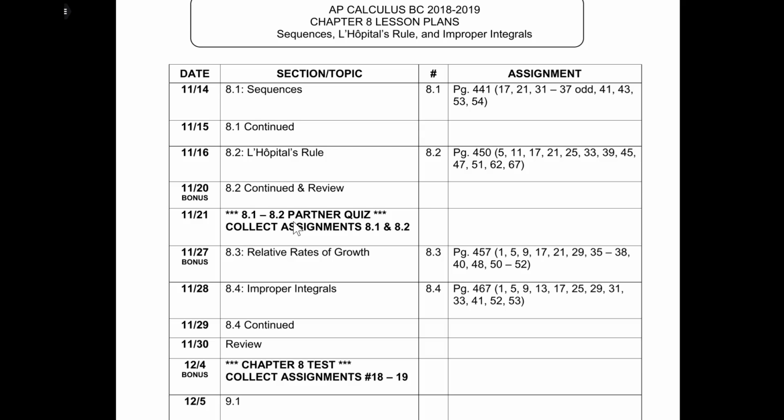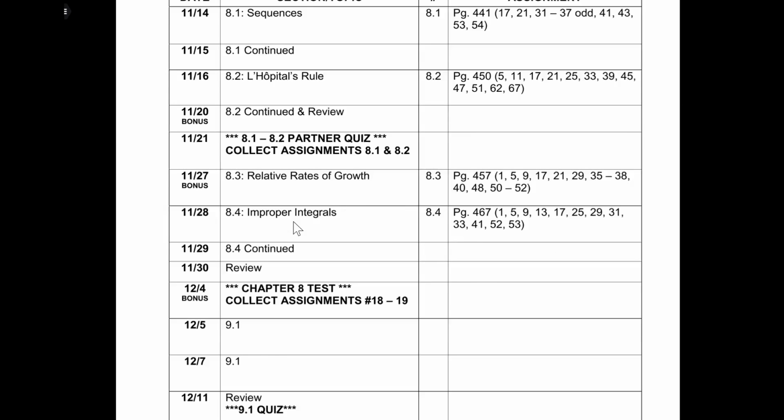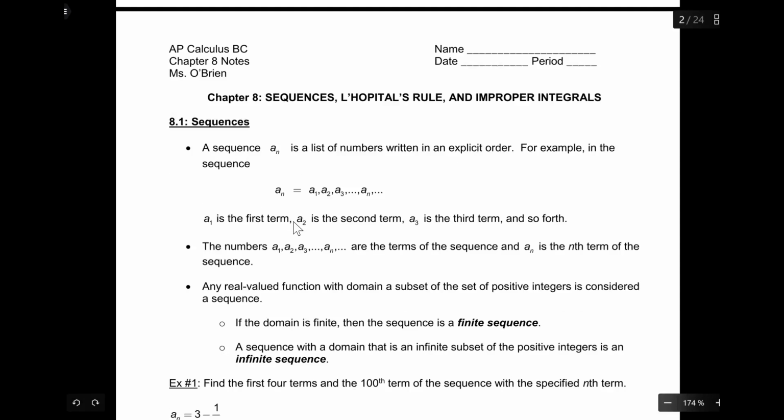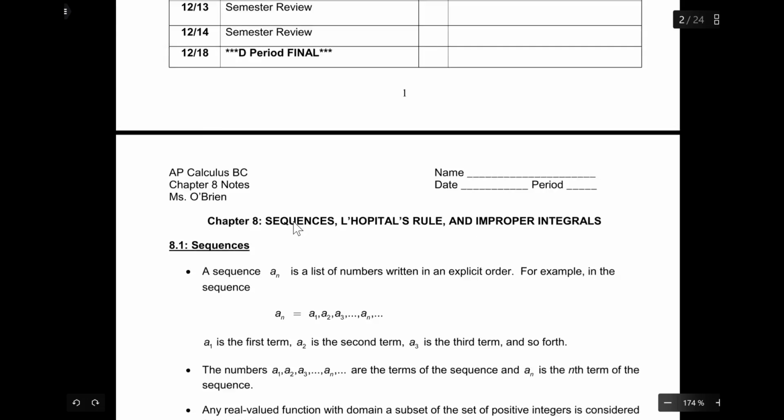Here's the plan. Today we're actually going to get through all of sequences because it's just Louie and I. Check it out. Here's the assignment. How many problems is that? 1, 2. Never mind. I'm not going to count for you.